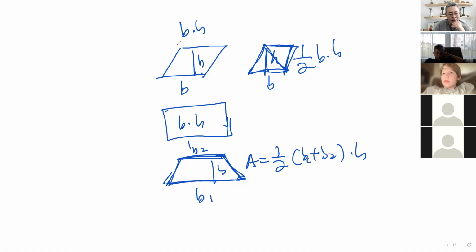So as long as we know the area of a parallelogram is base times height, we can derive all kinds of formulas for trapezoid, for rectangle, and for triangles. As long as we know how to do triangles, we pretty much can do the area for all kinds of shapes. Okay, are we good here?